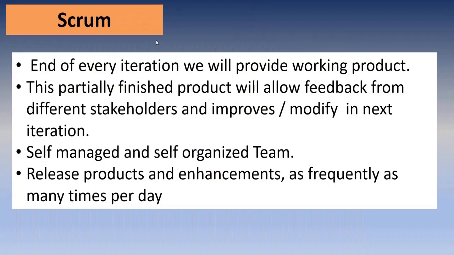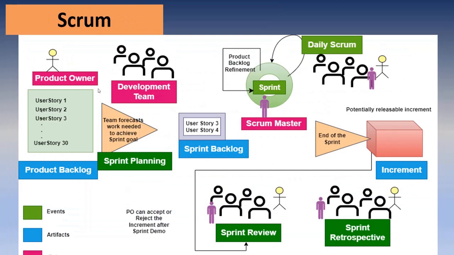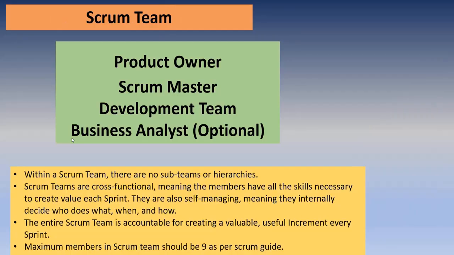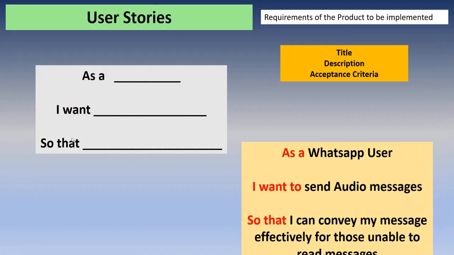Here I have shown you the roles, events, and artifacts, right? We will be discussing them in detail. But before we discuss that, you need to understand what a user story is and how it looks. So in agile terminology, if we gather all the requirements in a specific format, then it is called a user story. It is the requirement of the product or project to be implemented.